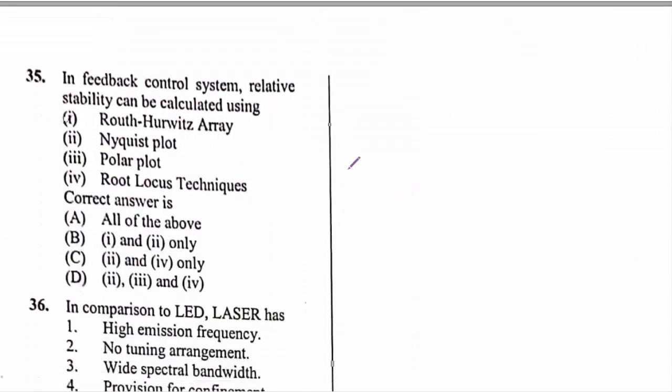35th question what they have given is in a feedback control system a relative stability can be calculated using. First option what they have given is RH criteria. No. With the help of RH criteria, we are going to calculate absolute stability. With the help of Nyquist plot, polar plot and even in Bode plot, also with the help of root locus, we are going for a relative stability. So 2, 3, 4 is correct, nothing but option D is going to follow.